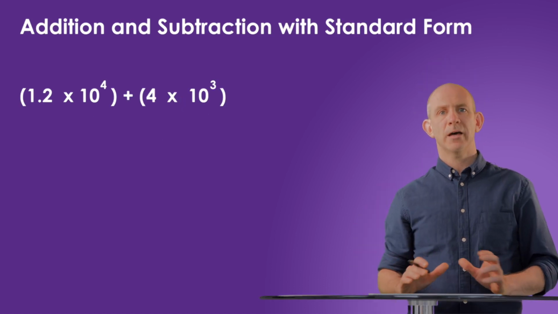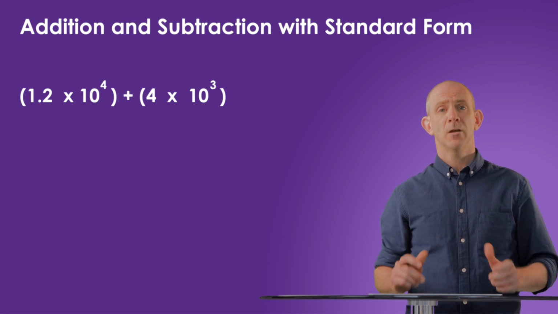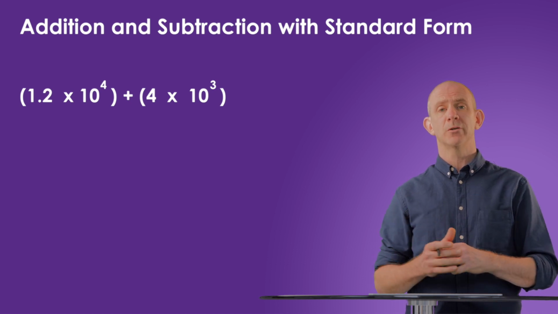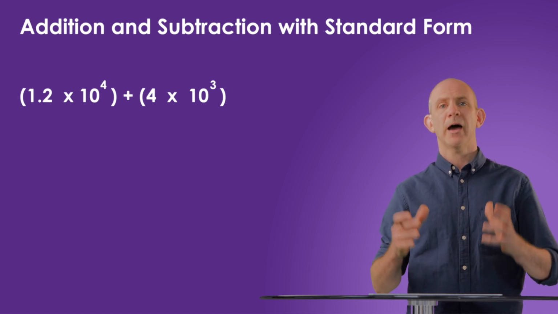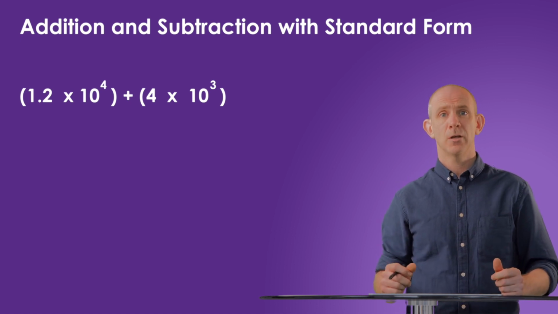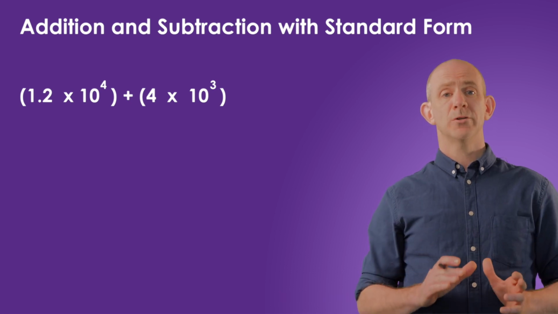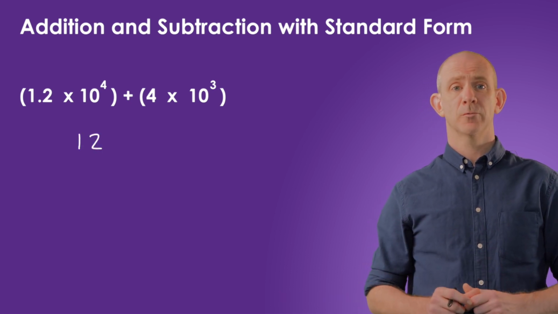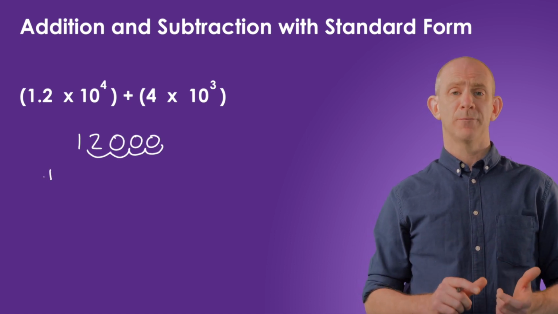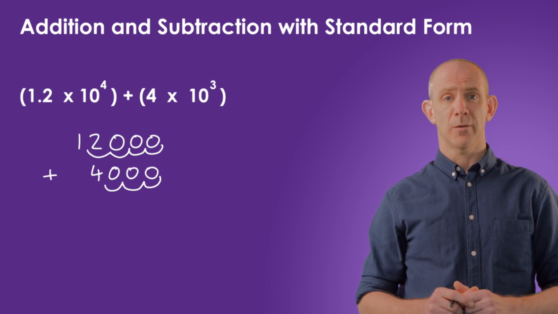Now let's look at what happens with addition and subtraction using standard form. Remember, you can convert the numbers from standard form into ordinary numbers, complete the calculations, and then convert it back into standard form if that's how they ask you to give the answer. So for this problem, you can complete it as follows. We've got 1.2 times 10 to the power of 4, which makes 12,000 as an ordinary number, and we have 4 times 10 to the power of 3, which is 4,000 as an ordinary number.